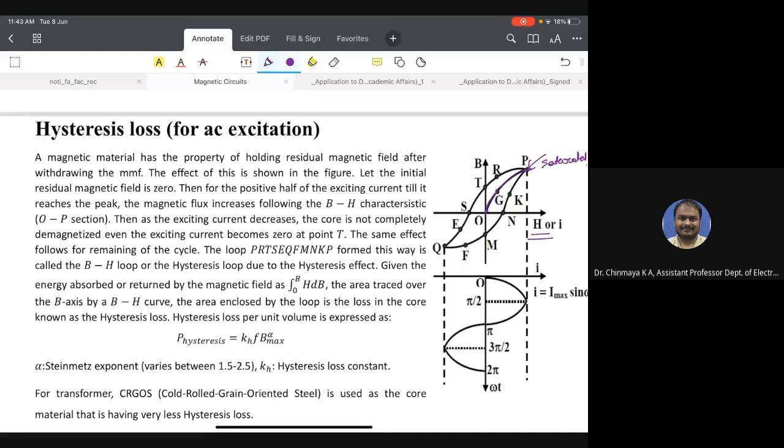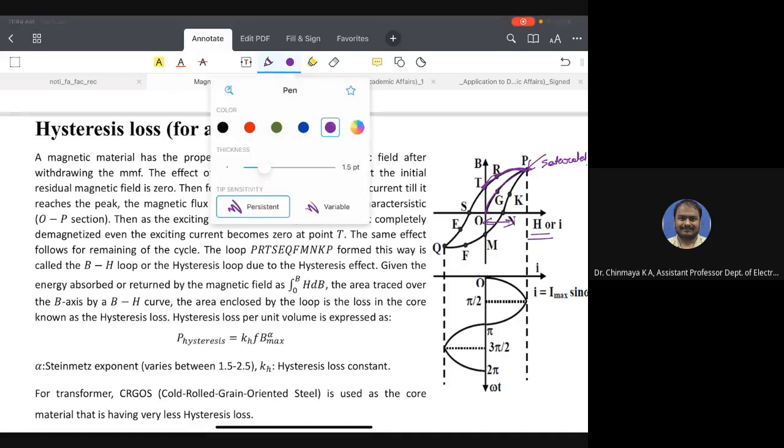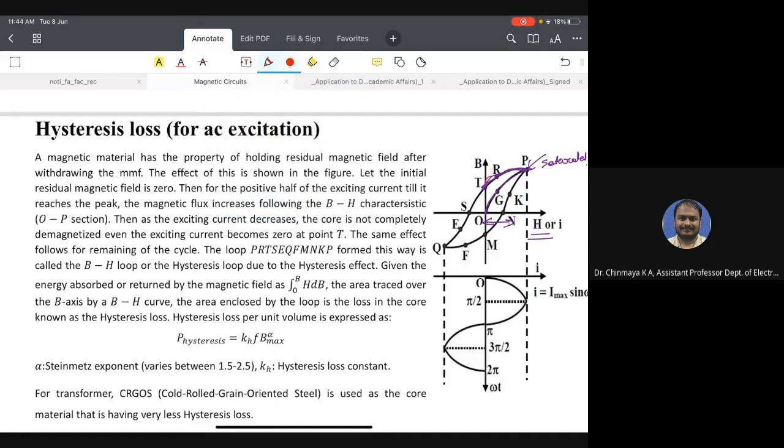After this, let us say we are reducing or removing the field intensity or the current. If you remove the current, there will be some retentive magnetic field. It won't come to zero directly. As you can see here, this magnetic field will be retained. As the current reduces, the magnetic flux lines will reduce, but there will be a retentive magnetic field.